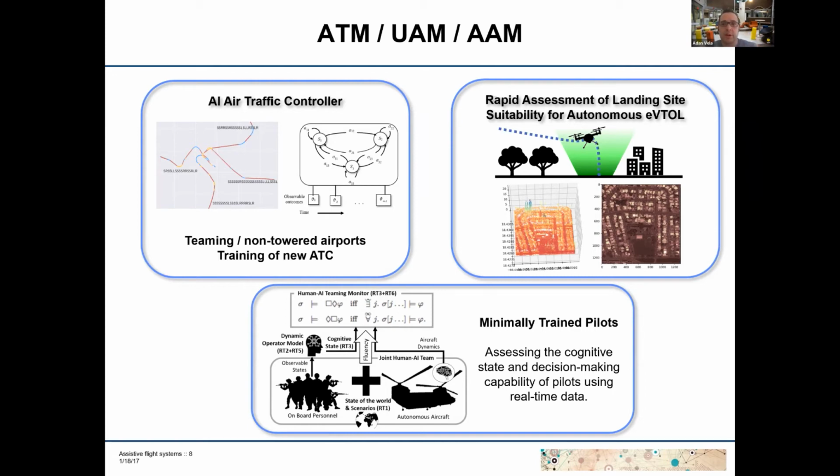Another project that we're working on, again in this AAM eVTOL field for autonomous aircraft, is rapid assessment of landing site suitability. This is actually a DoD project through an STTR, which is quite interesting. So we're looking at, how do we do path planning and identify emergency landing sites when we're doing logistical operations for the DoD.